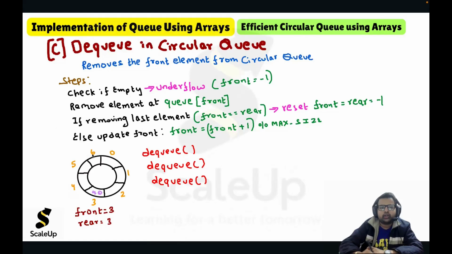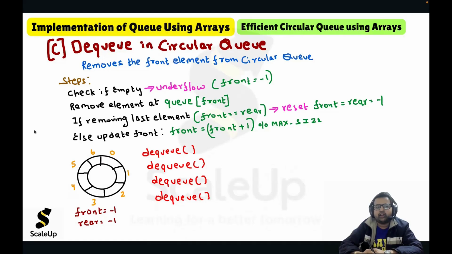Once again we'll do the DQ. Now here, one very interesting observation. Now you can see that front and rear both became equal. It means we are removing the last element. So when you remove the last element, you have to update both front and rear to minus 1. It means the queue is empty. So this is how the DQ operation works.